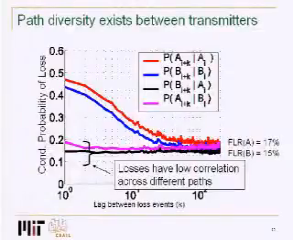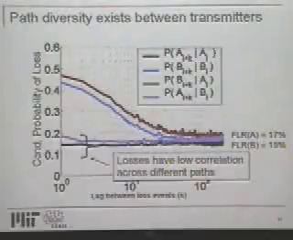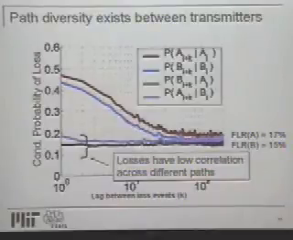Now we look at the cross-conditional probability. In contrast to the auto-conditional loss probability, we see a flat curve, which means that losses are not affected by the other transmission path. In fact, when you compare the auto-conditional probability and cross-conditional probability, these results suggest that the best strategy is: if you see a loss in the current transmission, you should just switch path.